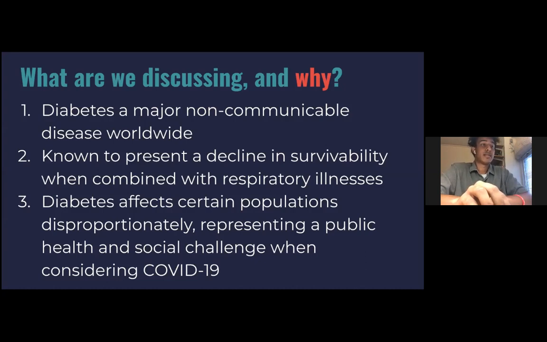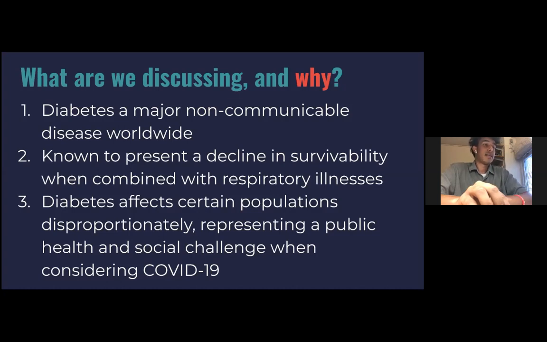Second, diabetes is known to present a really steep decline in survivability when it's combined with respiratory illnesses. So it's already been known that diabetes is a really major pre-existing condition for a lot of diseases, especially respiratory illnesses. And actually, a really similar study to this one had already been done with diabetes and the SARS epidemic, which took place in 2003 in East Asia as well as throughout the world. So the authors of this paper really want to show the same result rigorously for COVID-19.